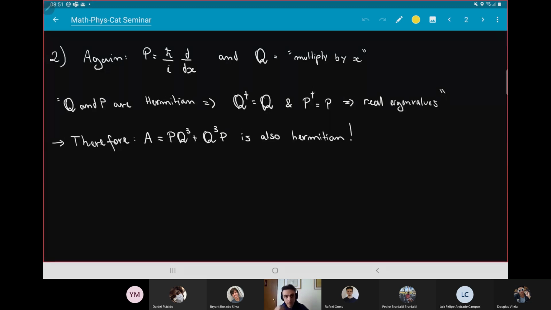Okay, so the second problem I'll be presenting is as follows. Again, our operators are represented by these operations right here. Whenever you see an operator P, it means multiply by h bar over i and take the derivative. And then Q just means multiply by x.